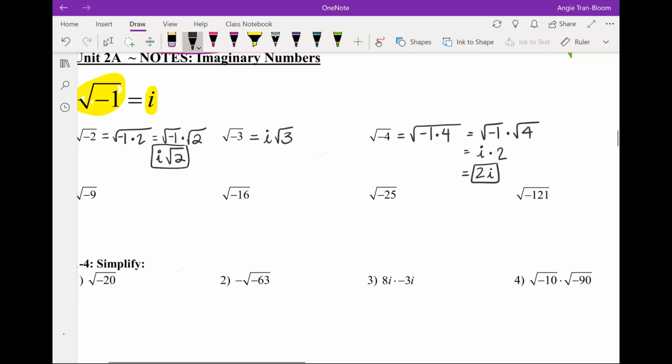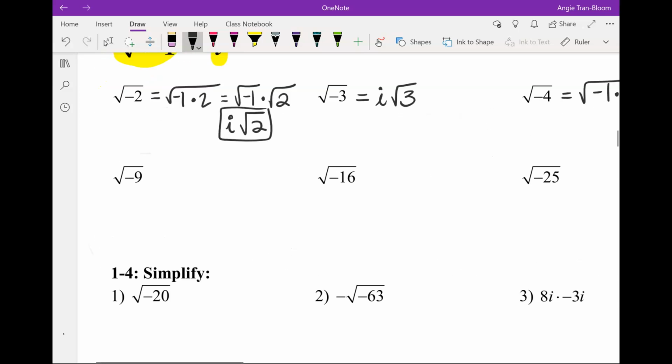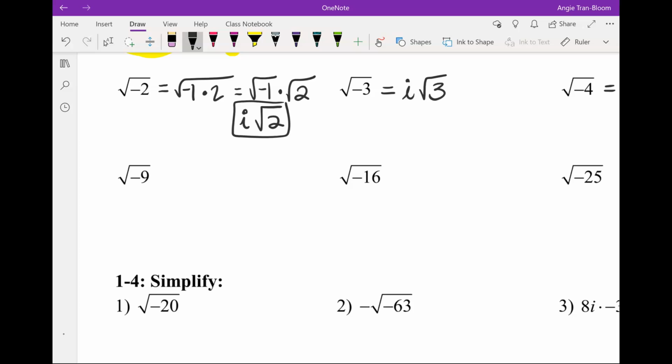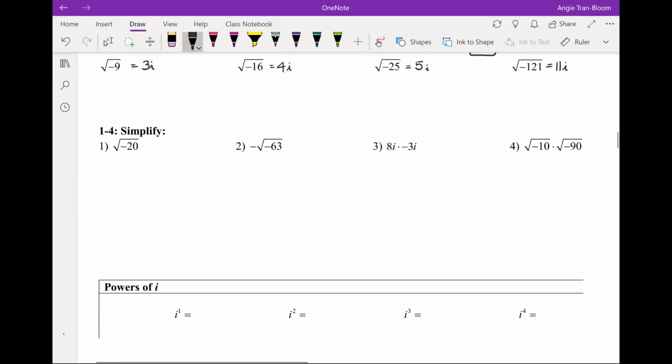Okay. All right. Then let's run through this very quickly now that we get the logic. Square root of a -9. 3i. Okay. Square root of a -16. Okay. Square root of a -25. And last one. 11i. All right. Okay. So do we leave a square root of a -1 ever? No.